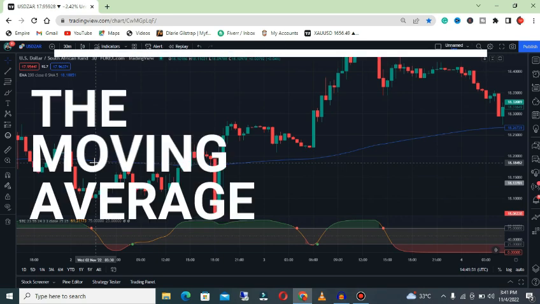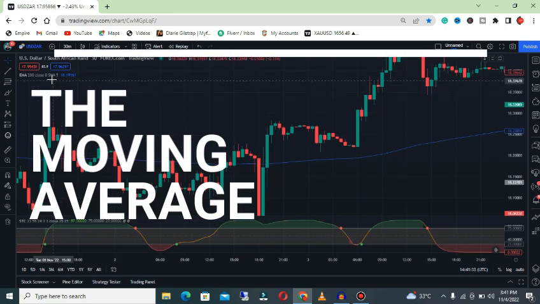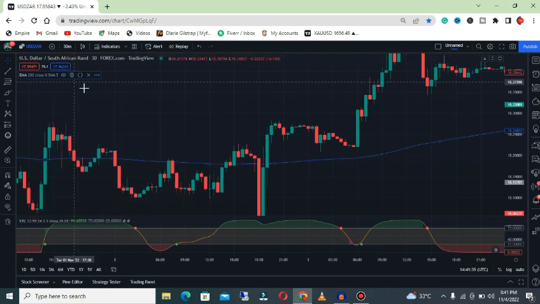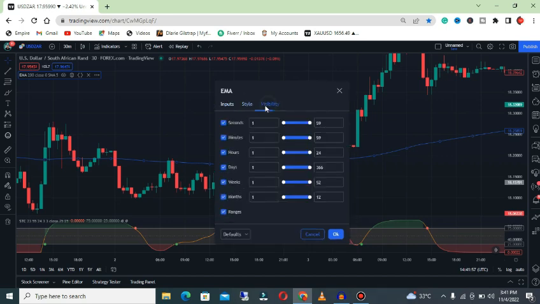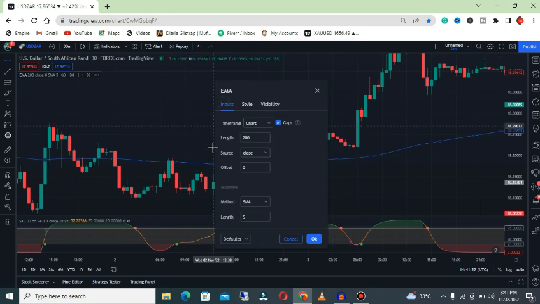The first indicator we're using is the moving average, which is this. It's an EMA, and this is the setting. Our length right here is 200, and on the source part we are using close. That's pretty much all you have to change. For the down part, the length here is 5, don't forget that, and the method right here we're using is SMA. That's the only thing you need to change on the moving average.